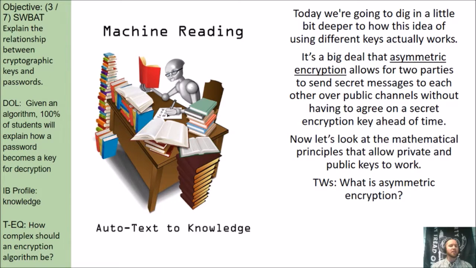Now let's look at the mathematical principles that allow private and public keys to work. Your think, write, share here is: what did I just say asymmetric encryption is? So at the end of the lesson, you're going to be given a mathematical formula, and you're looking for a key to make that formula work. Not necessarily the right answer, but the key.